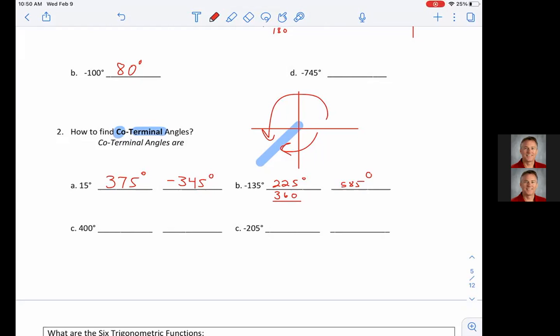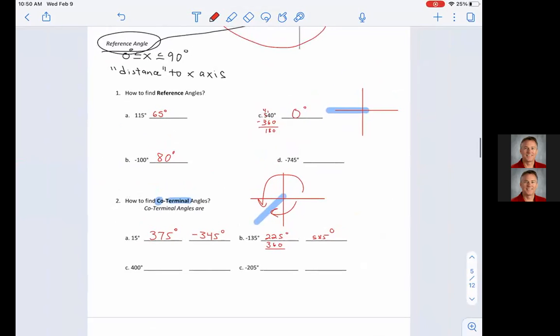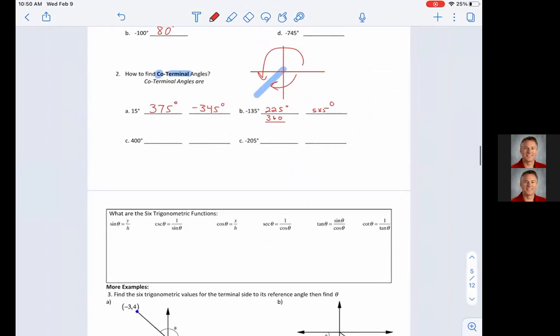All right, any questions on kind of that vocabulary stuff and what those terms mean? Got our reference angles, we've got our coterminal angles. Okay.